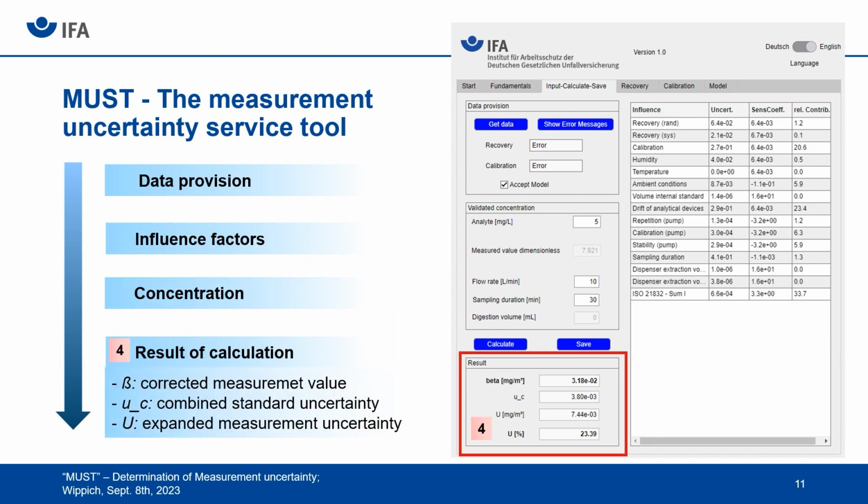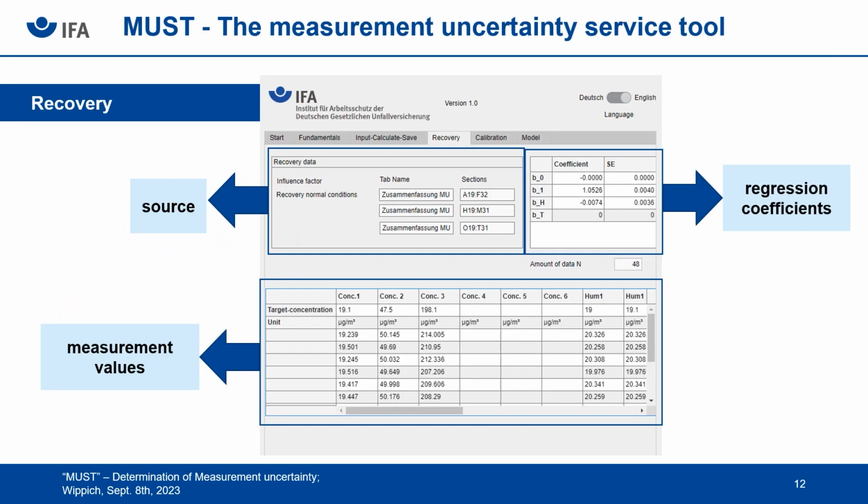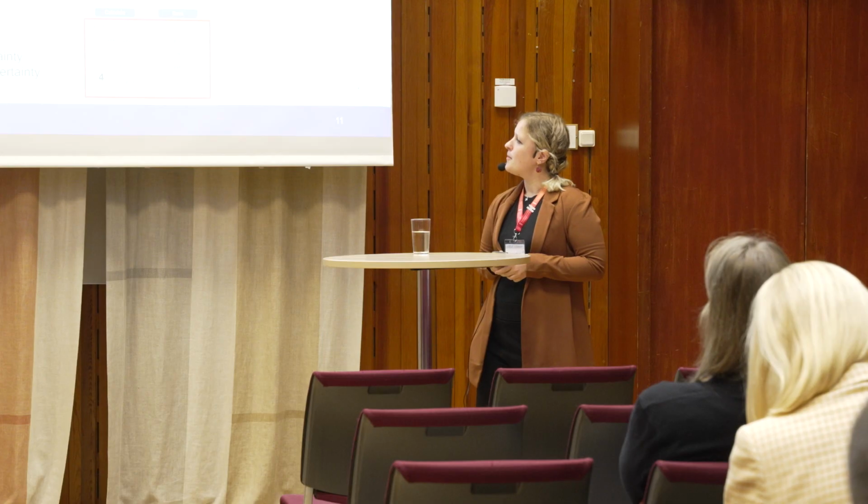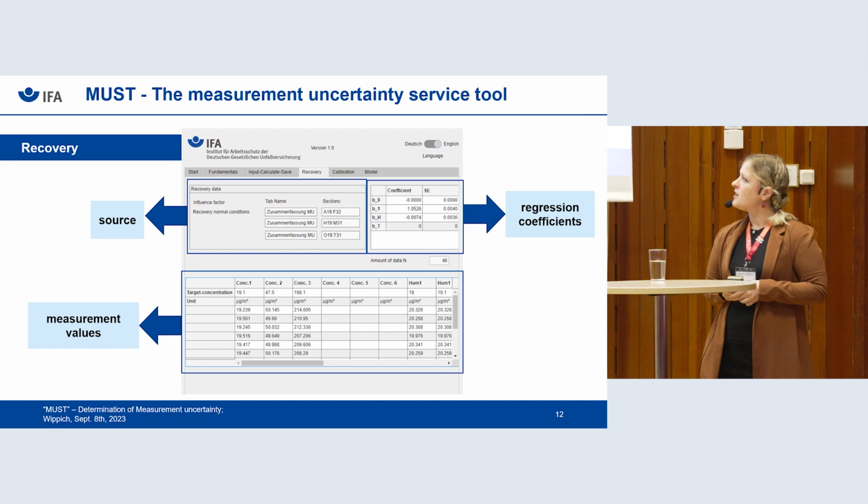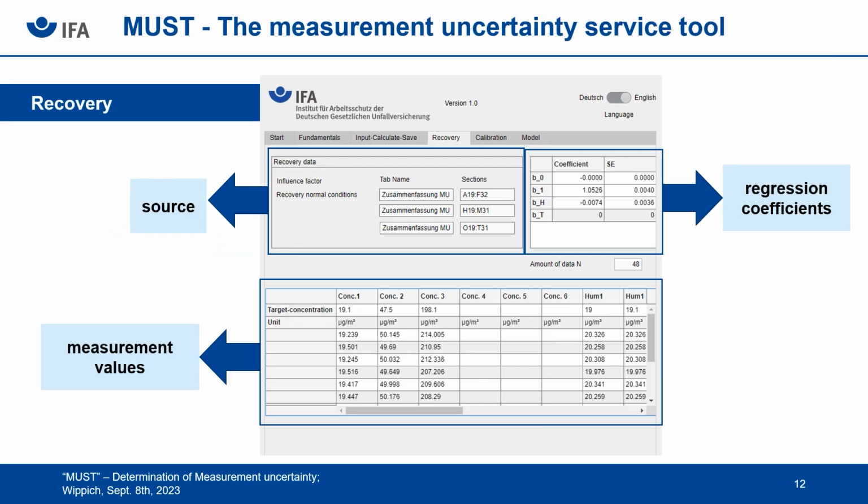Then you have the result of the calculation. It is the calculated concentration, which we also heard about from my colleague Christina before. It's the quotient of mass and volume, milligram per cubic meter, and this is done with regard to the systematic influence factors. You have the combined standard uncertainty and also the expanded measurement uncertainty. This is what you want to get in the end. This is your result, and with this you can work.